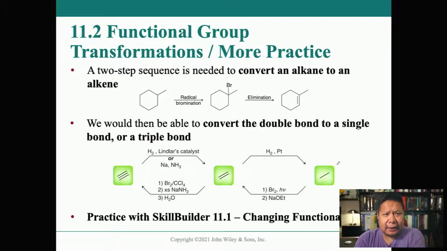So a two-step sequence is needed to convert the alkane into an alkene. So we can do a cyclohexane right there, a 1-methylcyclohexane, and do a radical bromination, and that will get us this bromine as well. And then we'll do an E2 elimination, and we'll get this alkene right here. We'll do an elimination and get that alkene right here.